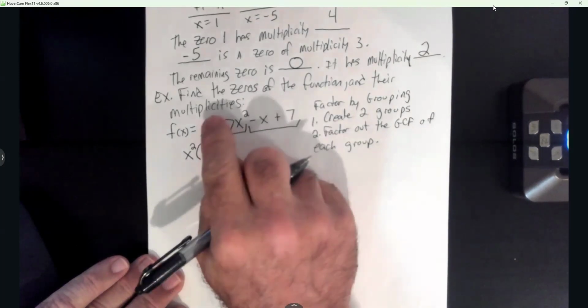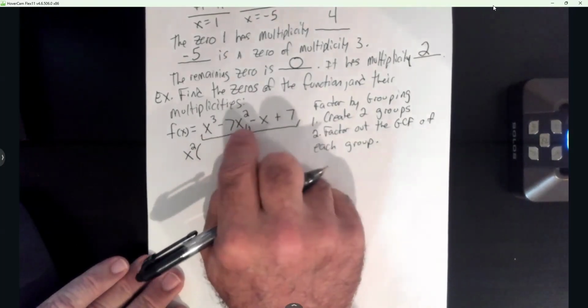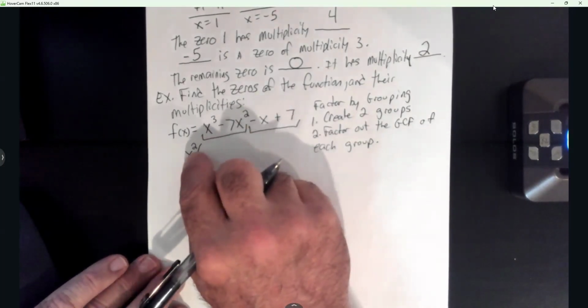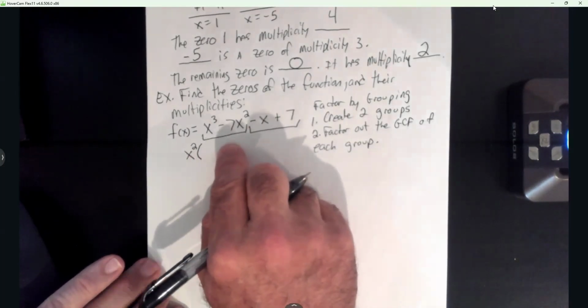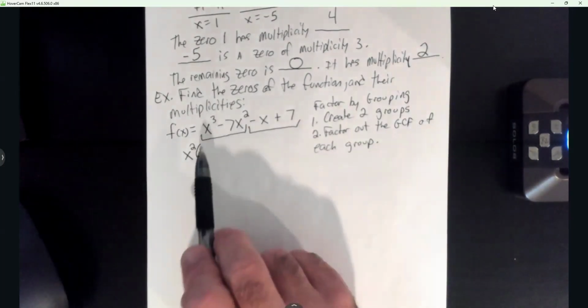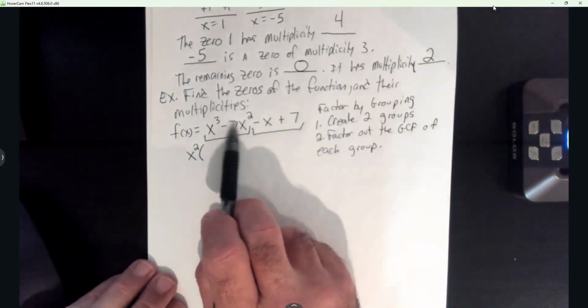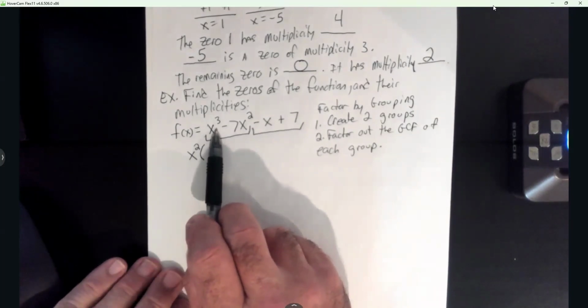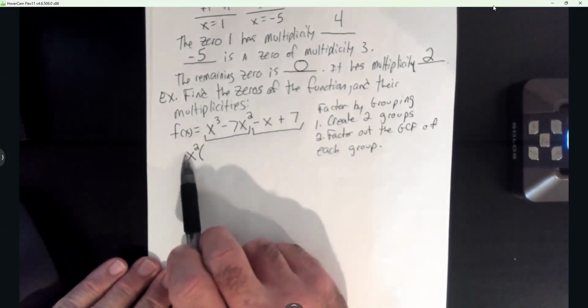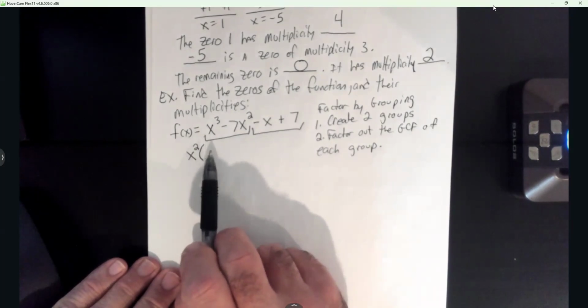In parentheses, we're going to put what we get when we factor out an x squared. So what do y'all think is going to go in this first parentheses if I factor an x squared out from both of these? So if you had an x cubed and you factored out an x squared, what would that leave?